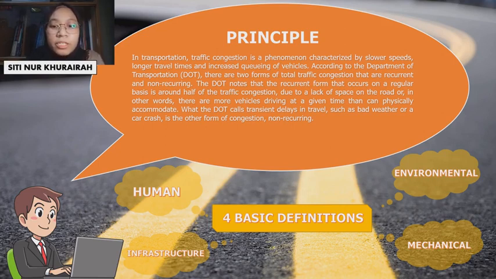Traffic congestion is a phenomenon characterized by slower speeds, longer travel times, and increased queuing of vehicles. There are two forms of traffic congestion according to the Department of Transportation, DOT: the first one is recurrent and the second one is non-recurring. Other than that, there are also four basic definitions: the first one is environmental, the second is mechanical, and the third one is human. All of these are included in non-recurring, and the last one is infrastructure, which is recurring.